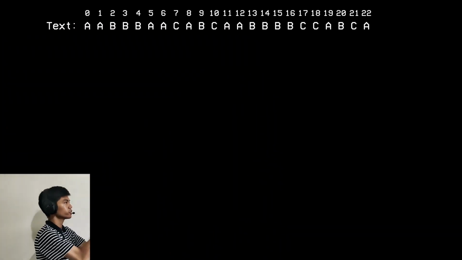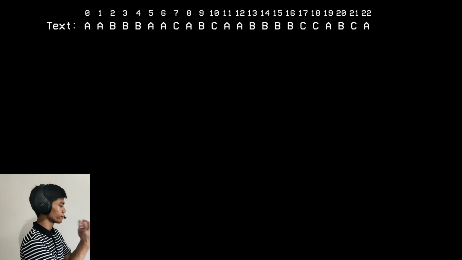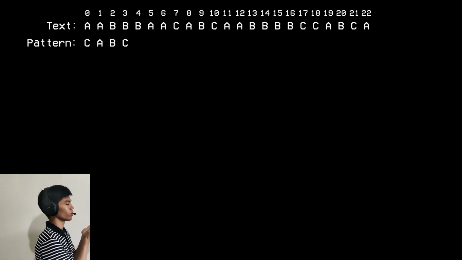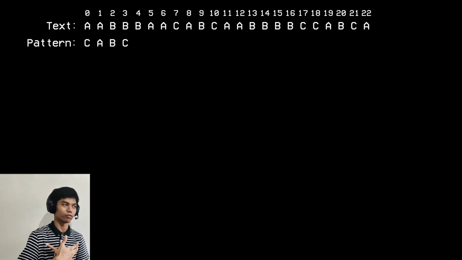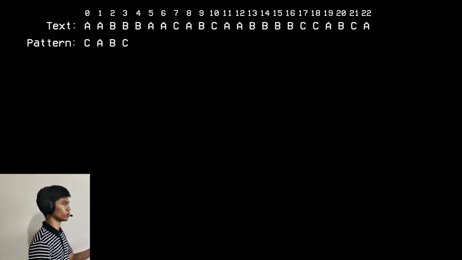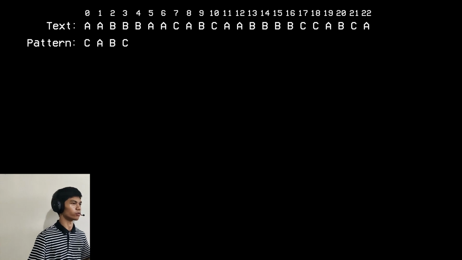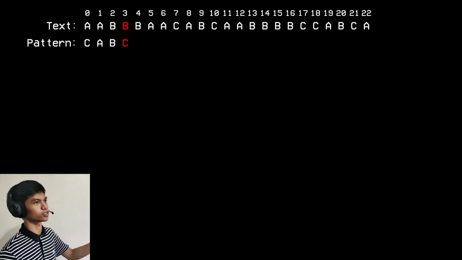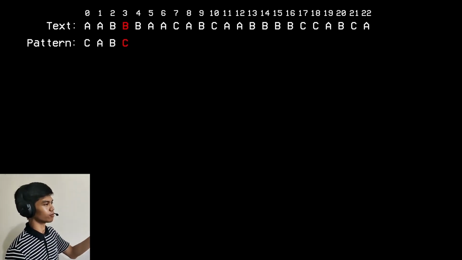So, let's have an example. So let's say we have this text string, then we have this pattern string. So, according to the Boyer-Moore algorithm, we start comparing them from right to left, beginning with the rightmost character of the pattern. So, we check if it's a match or a mismatch.